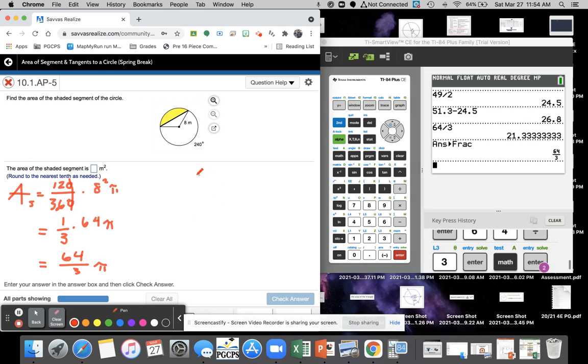All right, now for the area of the triangle. Notice that this angle measurement is 120 degrees. As I redraw this triangle to make it bigger so we can see what's going on here, this angle measurement is 120. That means that these other two angle measurements are equal, which is 30 degrees. So both of these are 30 degrees.